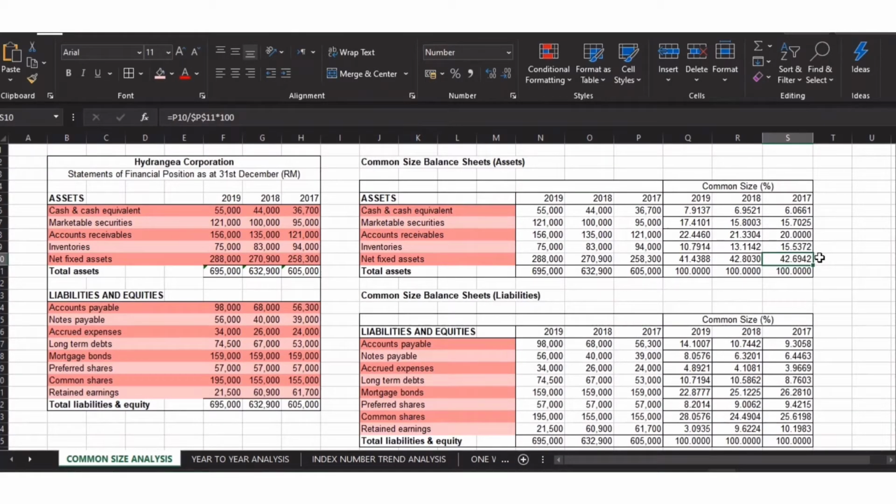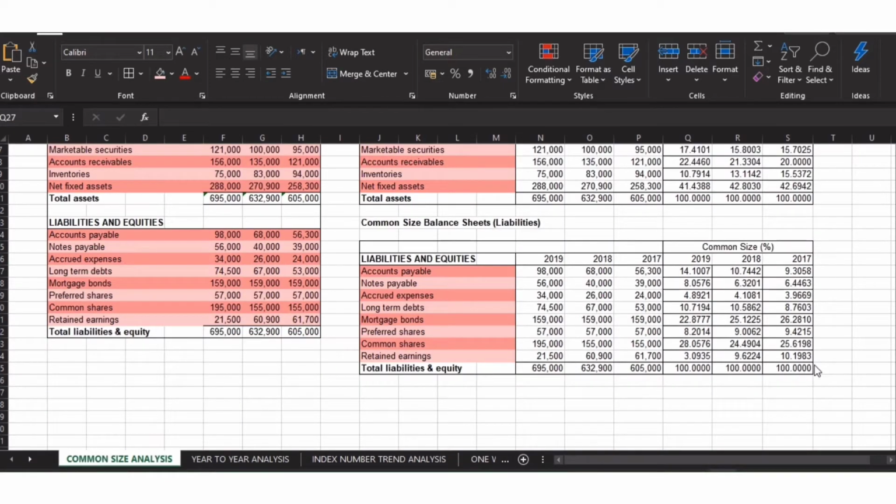For example, we can see that the company's net fixed asset keeps decreasing from 42.7% in 2017 until it gets 41.43% in 2019. It implies that management is using its fixed asset more effectively. The company's assets are being funded more with equities than with liabilities. Here we can see 5% to 28.05% in 2019.